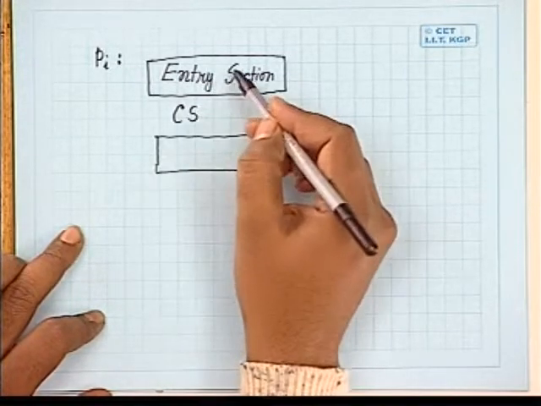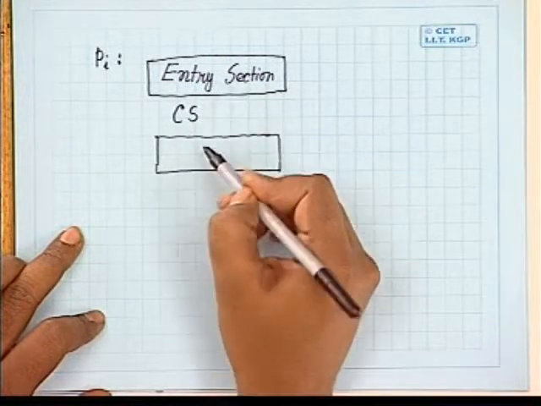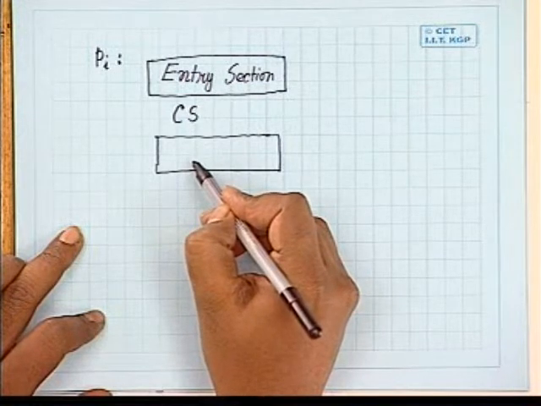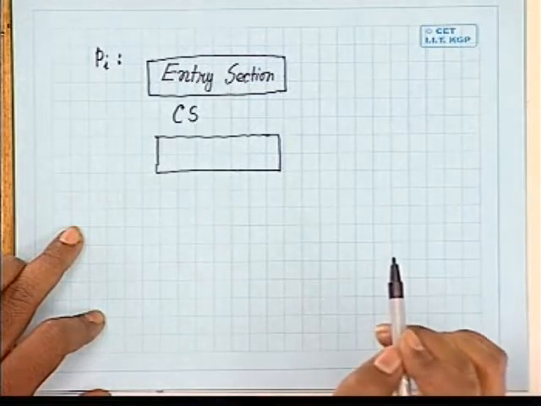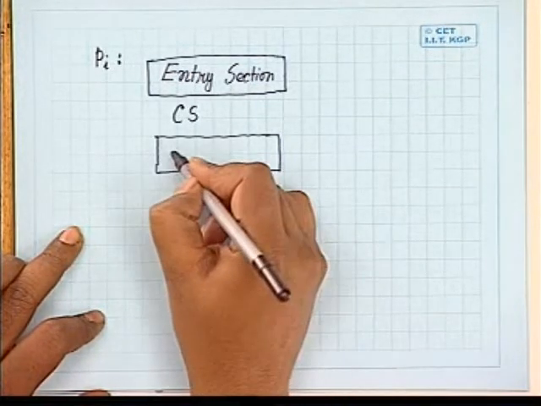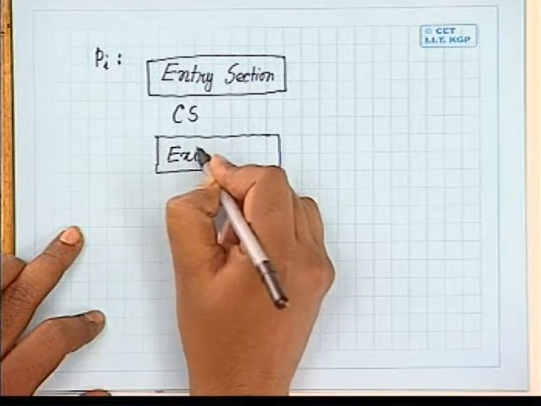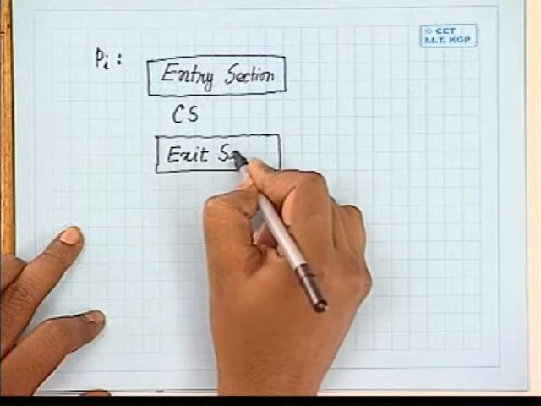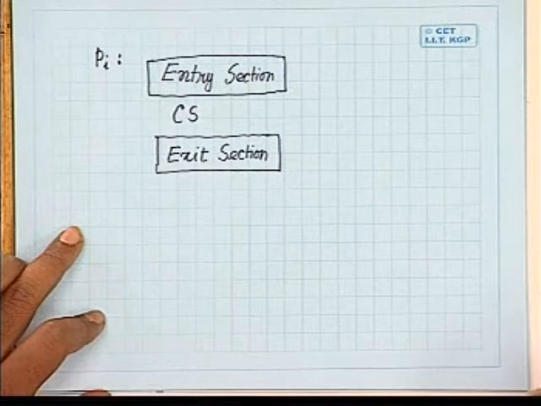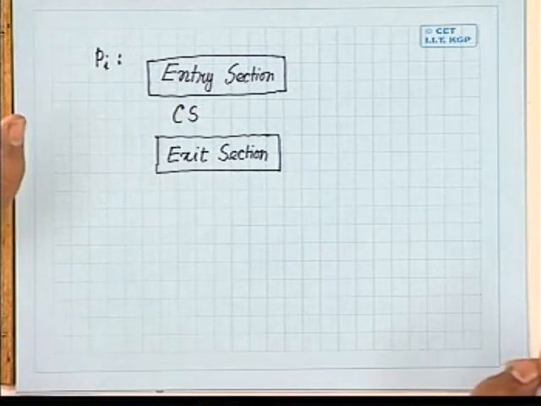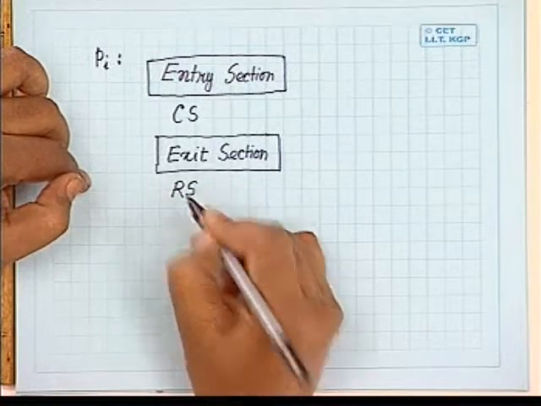So if there is any locking of the critical section that has been done in the entry section, then that must be undone so that other processes who want to enter the same critical section can enter. So that part of the code is called the exit section. And the remaining part of the code is called the remainder section.